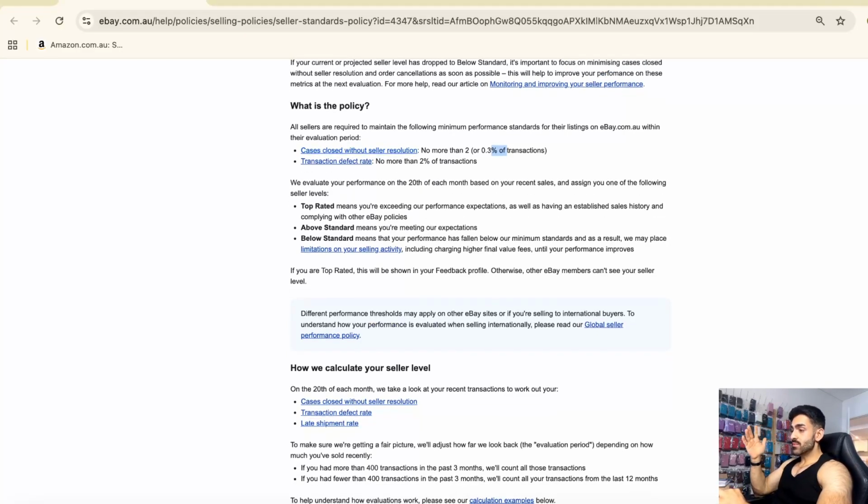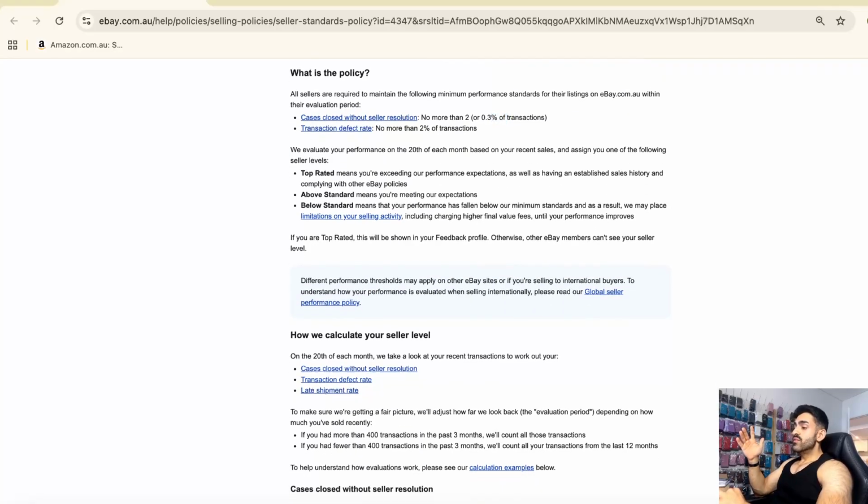Transaction defect rate, the same thing, right? We evaluate your performance on the 20th. So each time that they evaluate and then they put you in jail, they restrict your account, it's going to be on the 20th of each month.